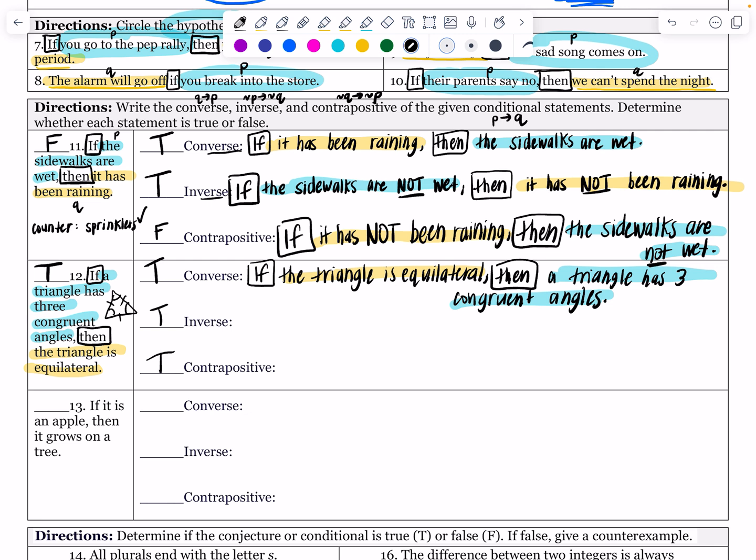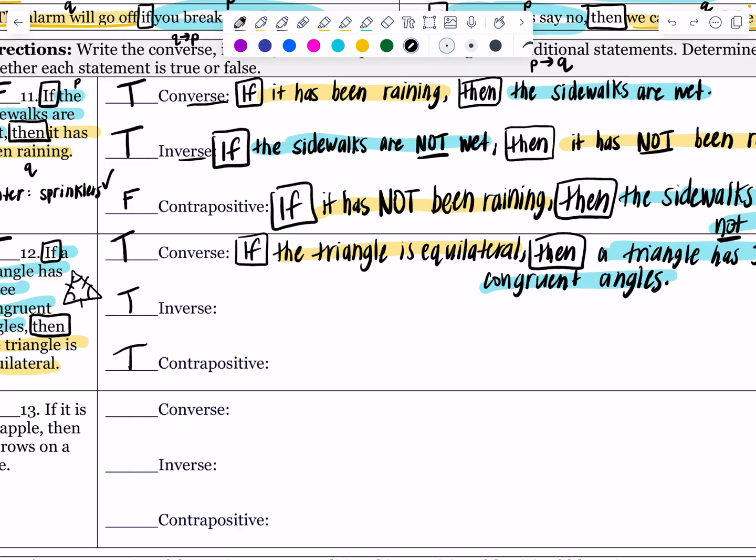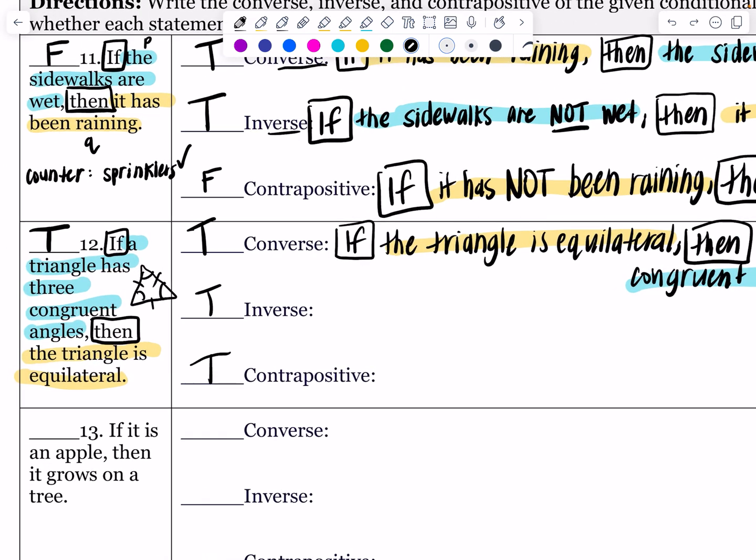We could write a biconditional out of the statement if we wanted. If the conditional and the converse are true, everything else is true, because the first and last have the same truth value, and the converse and the inverse have the same truth value. So now all we have to do is write the inverse. So what is inverted mode? Inverted mode is where you go if not blue, then not yellow.